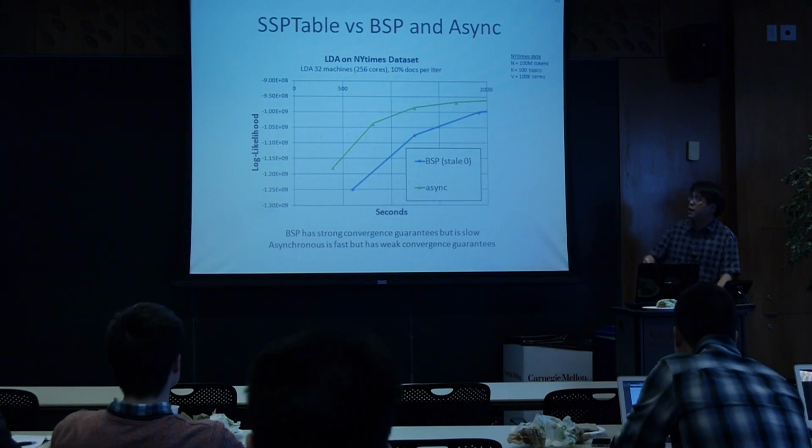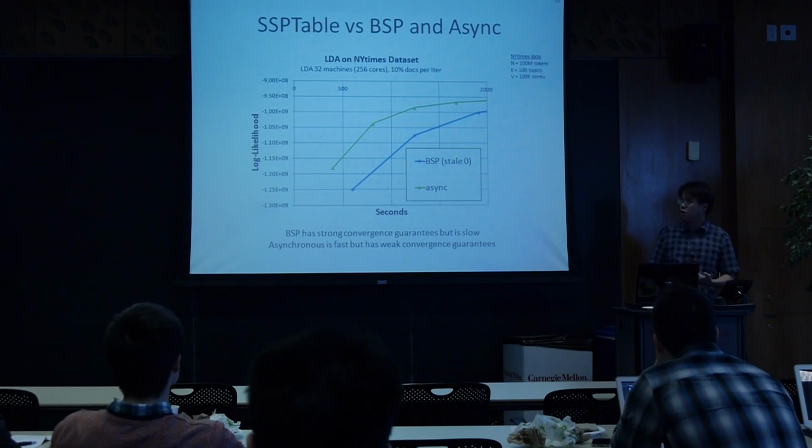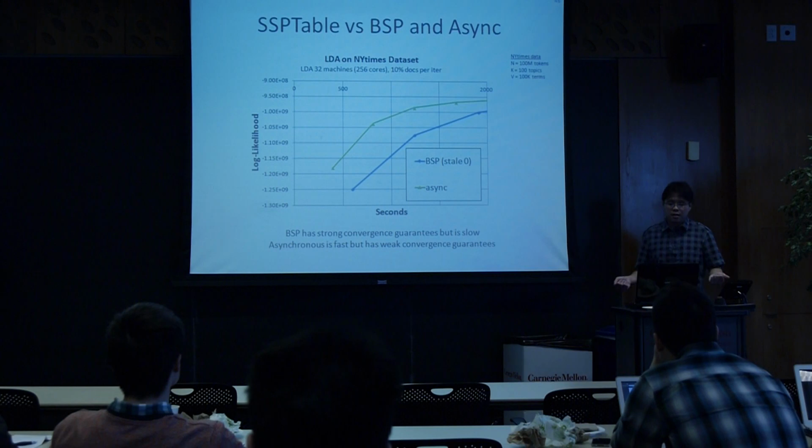Let's look at the problem another way. Let's look at the convergence of the algorithm measured by its objective function. For a topic model, we measure the log likelihood function. And in this particular example, you'll see that if you do bulk synchronous parallel communication with topic modeling, you get that blue curve over there.